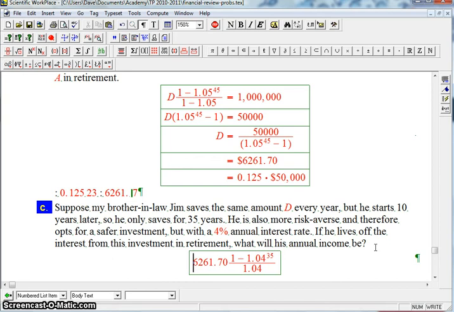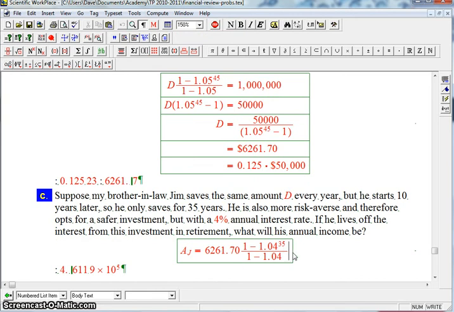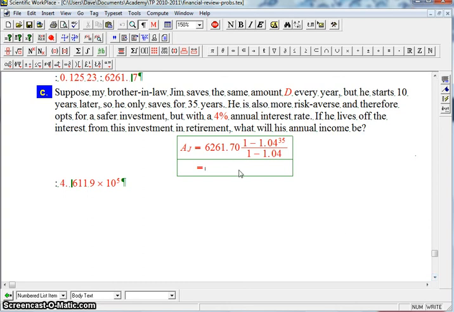Let's say A sub j. His amount that he ends up with after 35 years when he's ready to retire is given by this formula. We've got our starting amount from the geometric series, our master formula for the geometric series. Let's just calculate it out without trying to be clever. Okay, so that's going to be about 461,190, and it's all approximate, doesn't matter. Well, that's less than half of what we got.